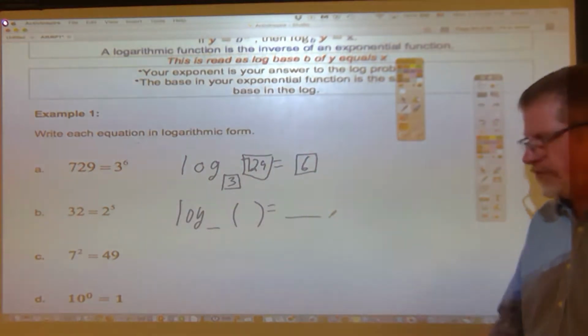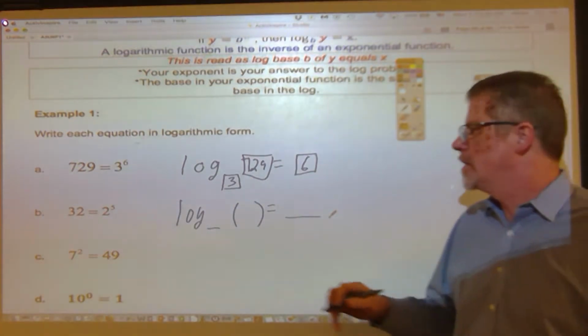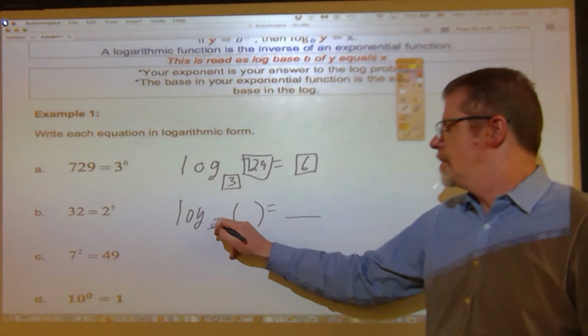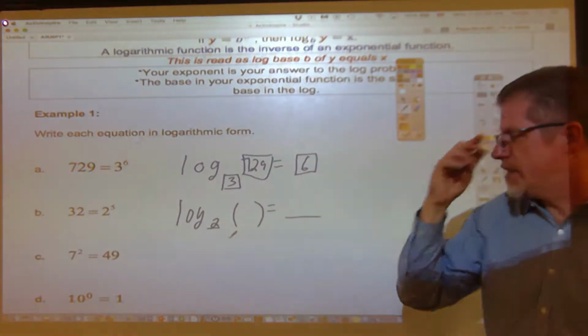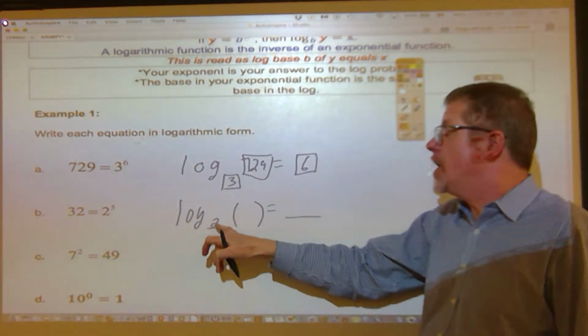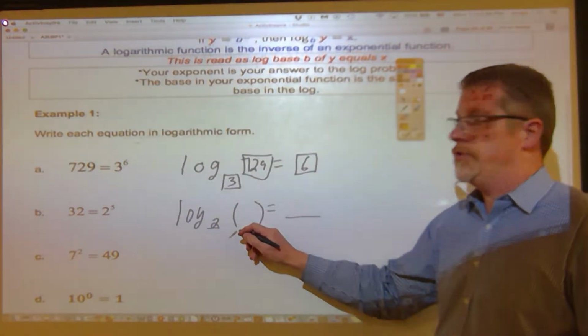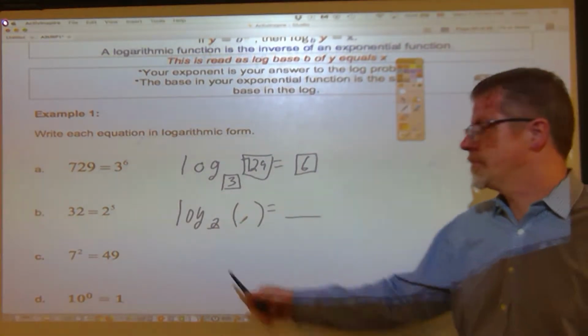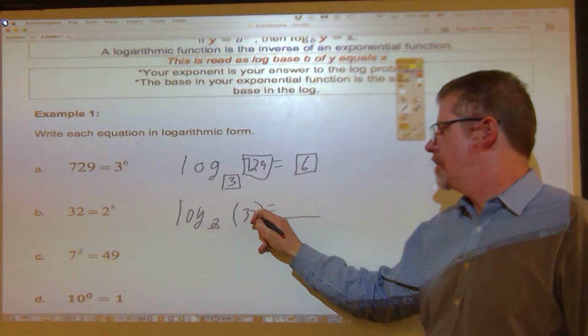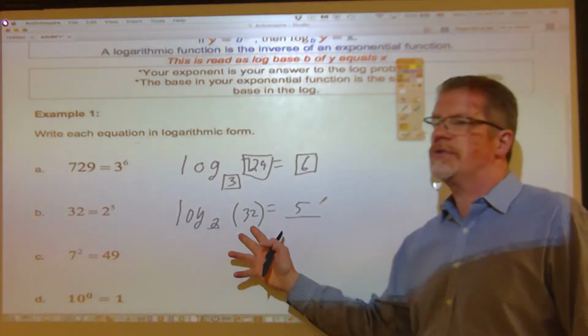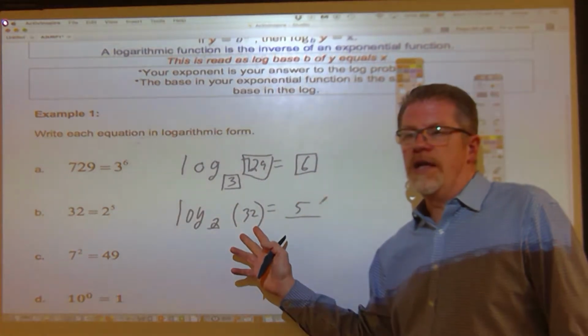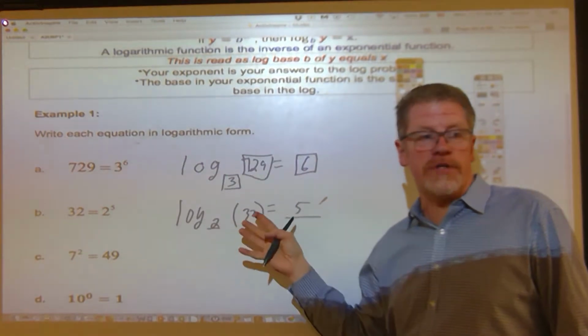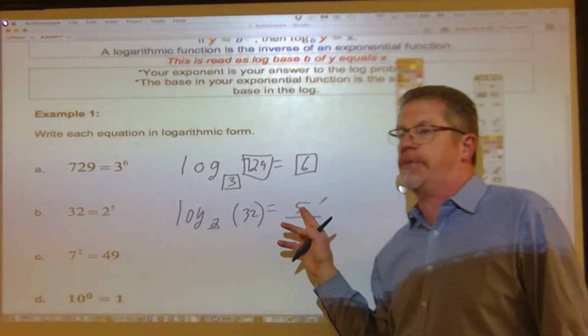Owen, what do you have? Log 2, that 32 equals 5. Now, that's close. I'd like you to say the log base 2 of 32 is 5. Try it. The log base 2 of 32 equals 5. Yeah, 32 is the input to the log function, 5 is the output. And the output of a log function is always an exponent.